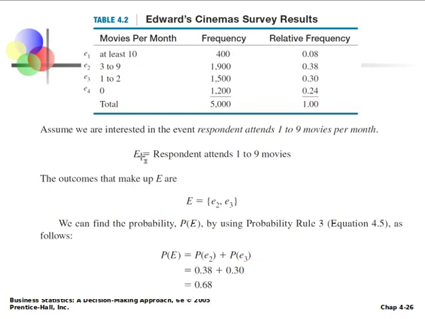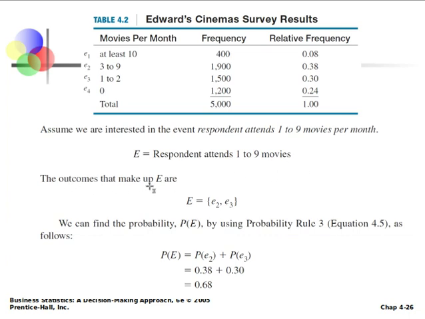Now, assume we are interested in the event respondent demand attends 1 to 9 movies per month. This one is the biggest percentage, 38% of all the groups. Here, E is the respondent that attends 1 to 9 movies a month.